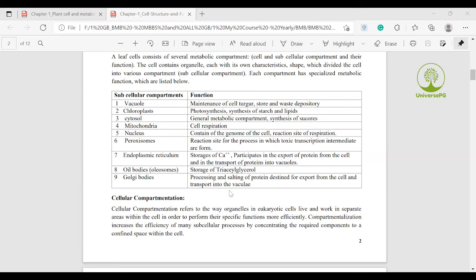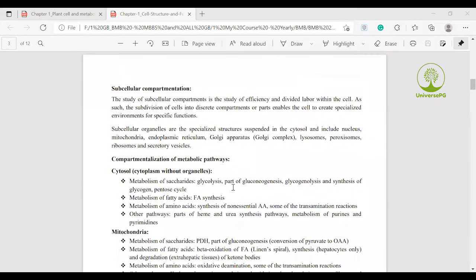So, how are different types of organelles organized in the cell? It is generally divided into different parts and different types of outer layers to perform specific functions efficiently. This division or organization is generally called cellular compartmentation. And the study of subcellular compartments is the study of efficient division of labor within the cell. Subdivision of cells into discrete compartments or parts enables the cell to create a specialized environment for specific functions.